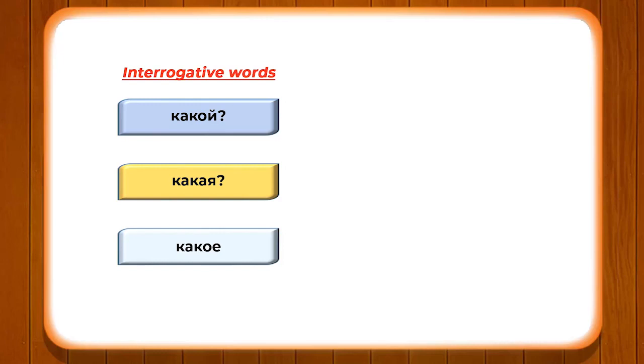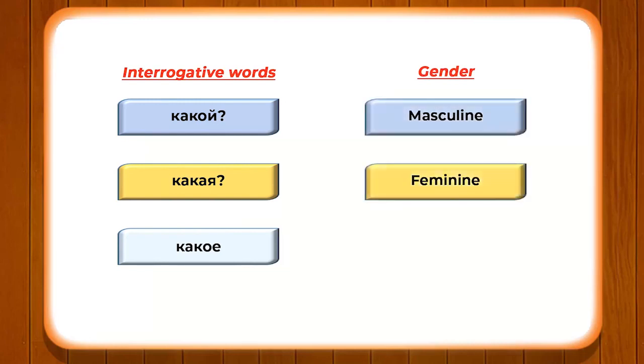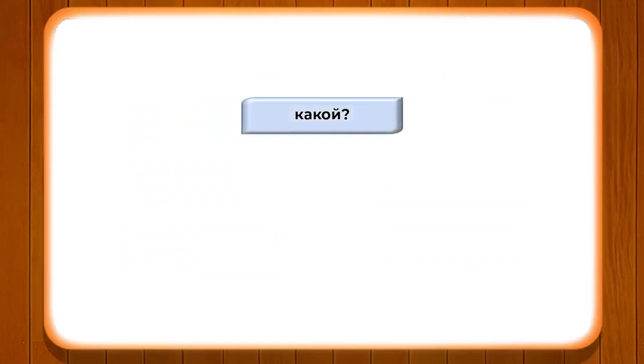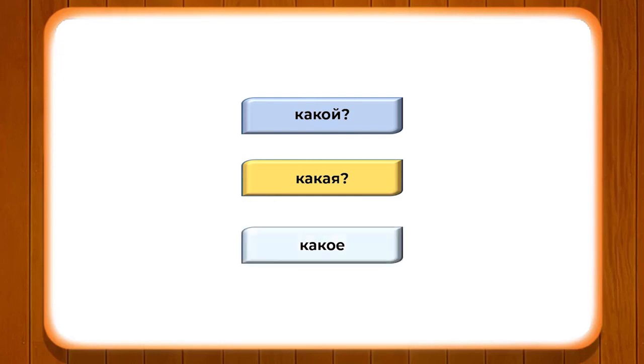As we already know, there are three genders in Russian: masculine, feminine and neuter. The first question is какой, the second one is какая, and the third one is какое. Now we will have a few examples so that you understand clearly when and how to use какой, какая or какое. We are going to have the first one, какой.